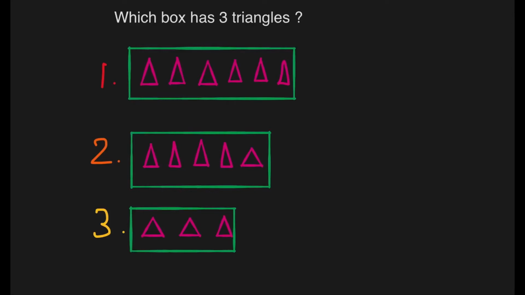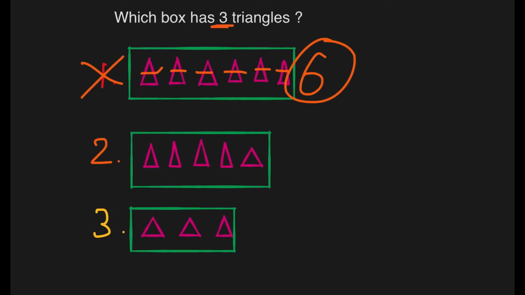Okay, so this question is asking us which box has 3 triangles in it. Okay, let's check the first option. See how many triangles it has. So the first option has 1, 2, 3, 4, 5, 6. Well, they asked us to find 3 triangles, not 6. So this one is wrong.